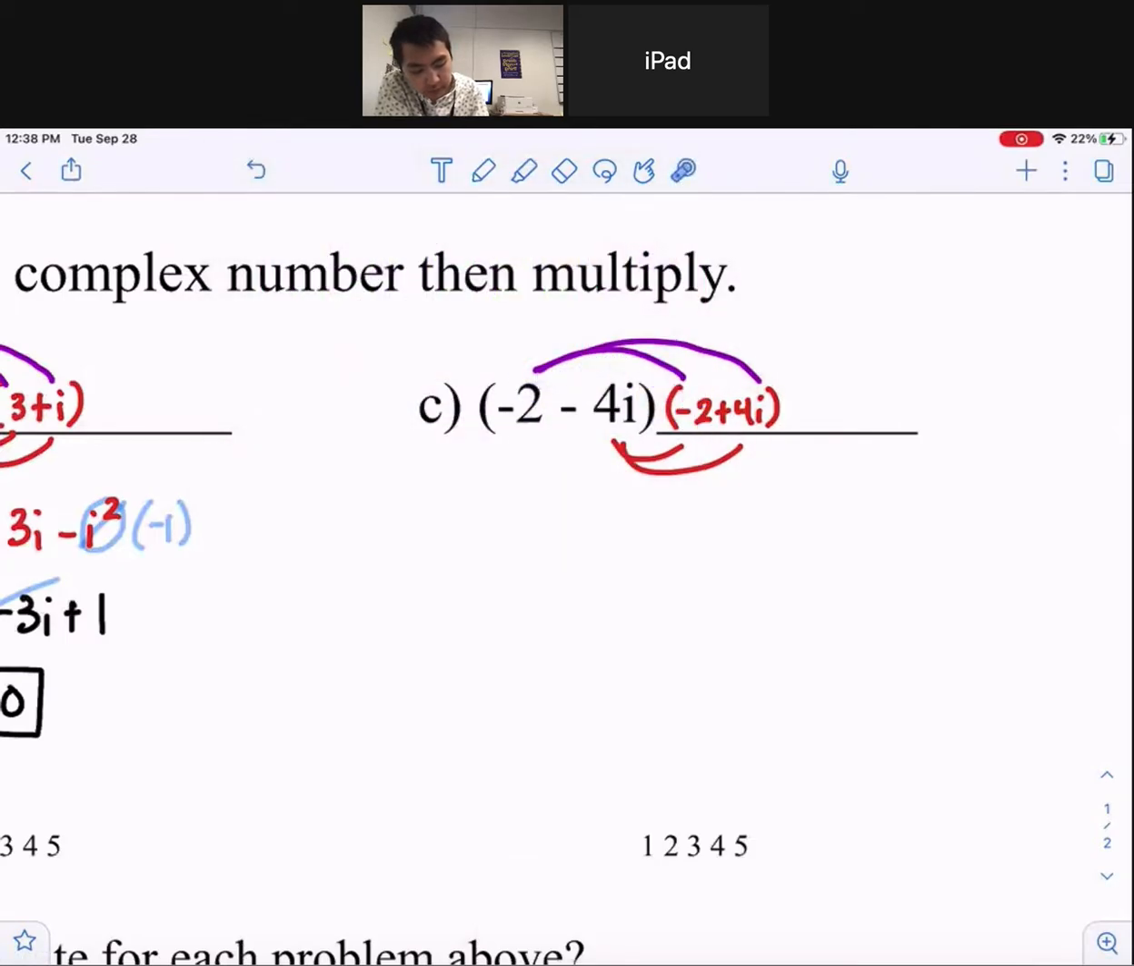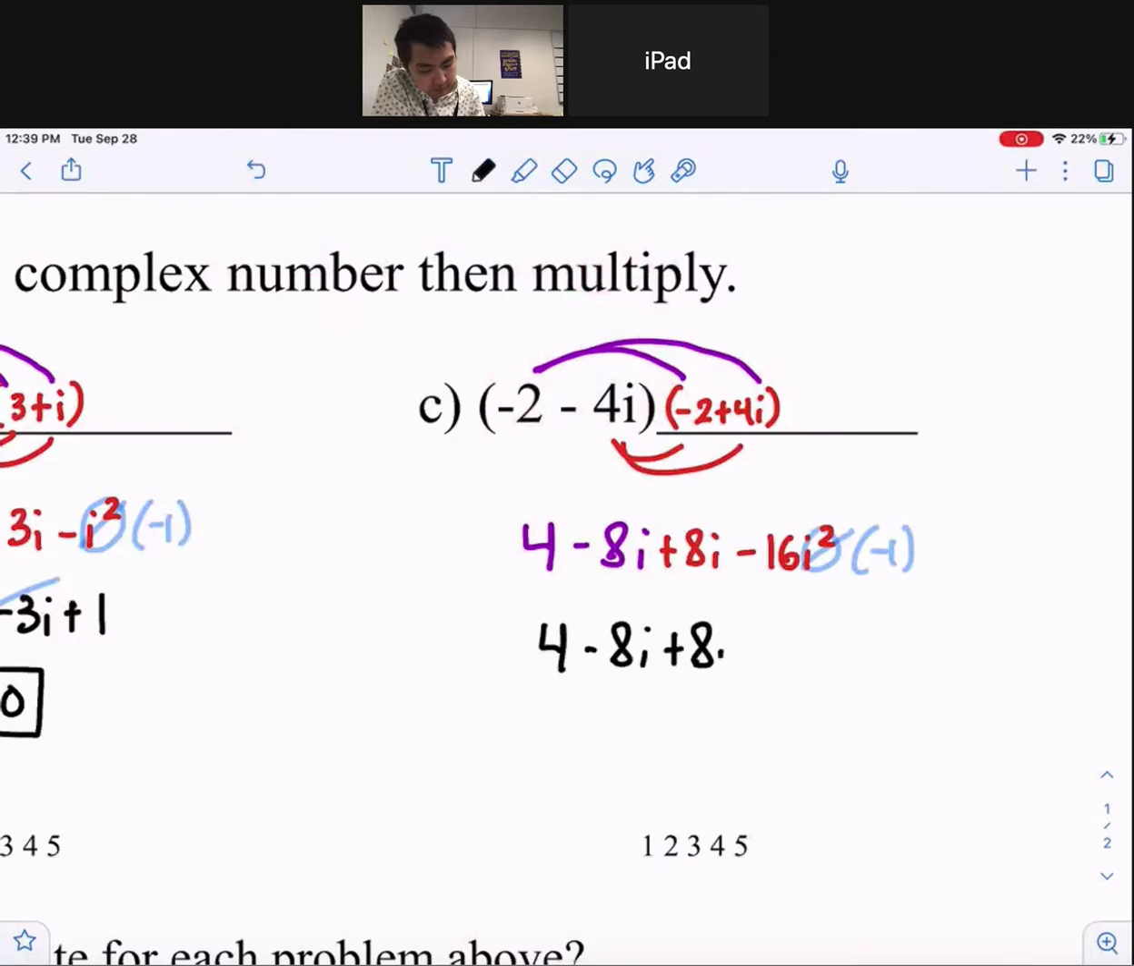Negative 2 times negative 2 is positive 4. Negative 2 times 4i is negative 8i. Negative 4i times negative 2 is plus 8i. And negative 4i times 4i is negative 16i to the second power. But i to the second power is negative 1, so I'm going to rewrite everything, just dropping it down. Negative 16 times negative 1 is positive 16. The imaginary terms cancel, and we just have 4 plus 16, which is 20.